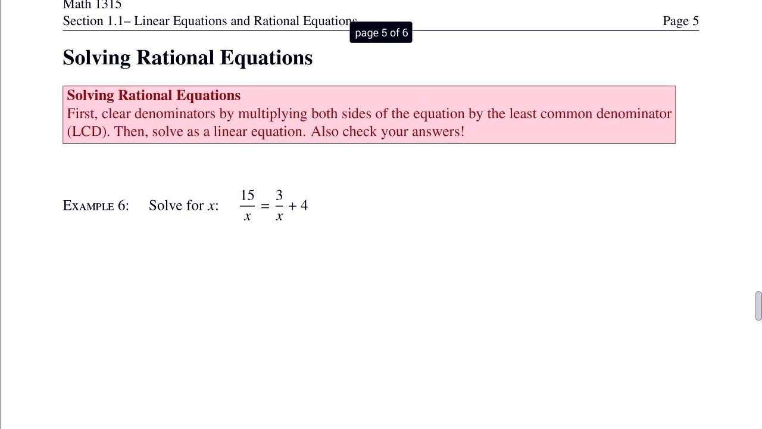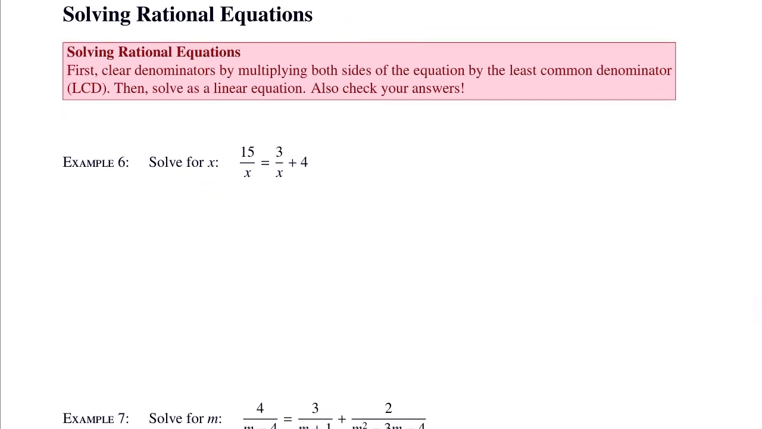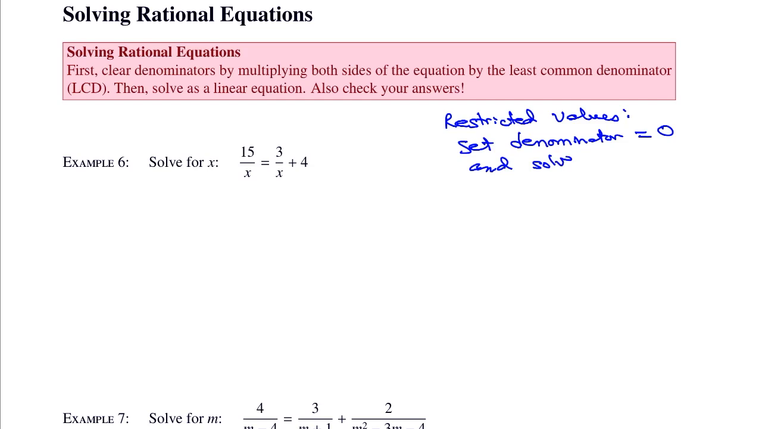First off, let's talk about the restricted values in example 6. We want to solve for x. 15 over x is equal to 3 over x plus 4. To find the restricted values, these are values that we cannot end up with as a solution. We set the denominator equal to 0 and solve. And whatever solutions we get, those are the restricted values.